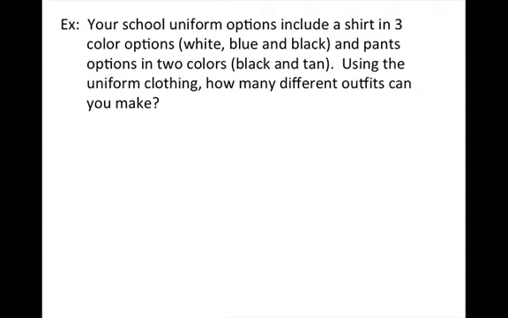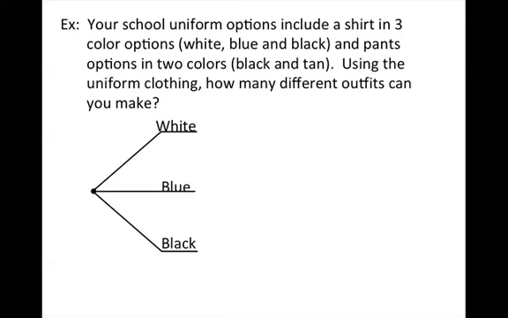So we're just going to begin our tree diagram with the 3 shirt options. Since I have 3 shirt options, I'm going to draw 3 branches. The first one is white shirts. The second one is for my blue shirts. And the third branch is for my black shirts. These represent my 3 choices for shirt colors.